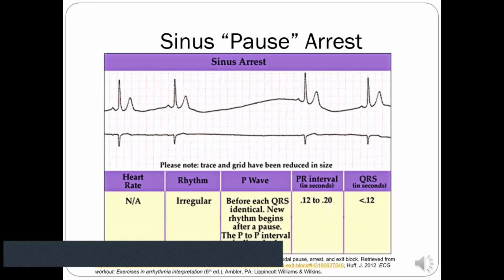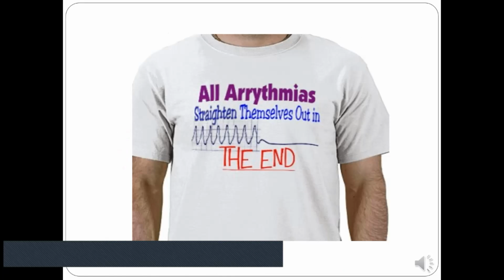But if a pause is long enough, then it will warrant, if a patient is not on the cardiac floor, for them to go to a regular cardiac floor. And so all arrhythmias straighten themselves out in the end. So as you can see, this was not a good heart rate. And then that was the end. Thank you so much.